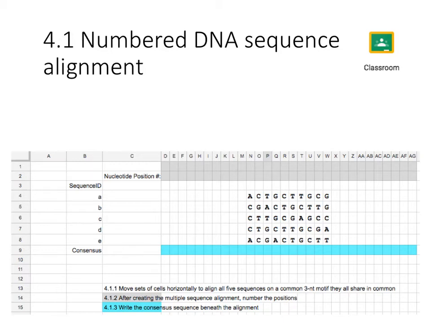You get about 5 minutes. I'll come around and answer technical questions if I can. It's just me today, no guide on the go from the hub. Same thing though, follow the instruction. Move sets of cells horizontally. Cut and paste might be the best approach to line up those 5 sequences around some sort of a motif.